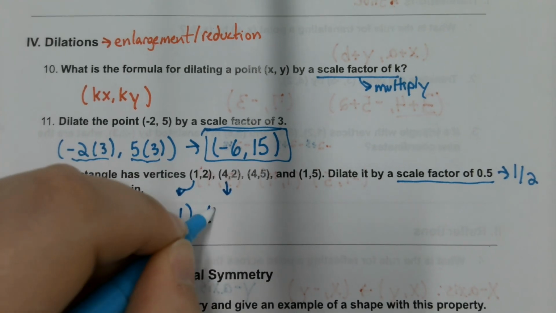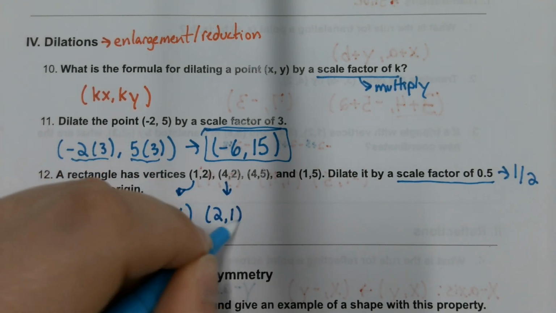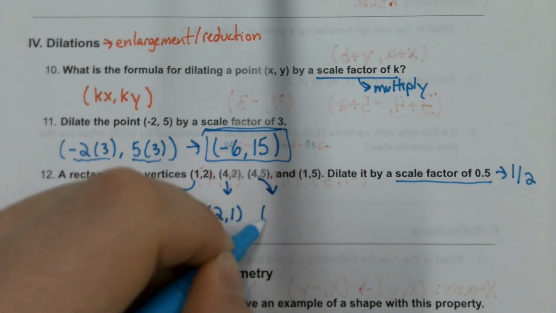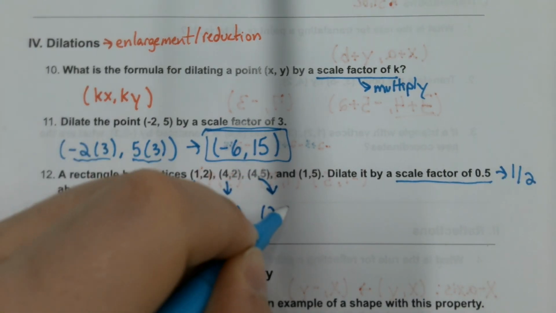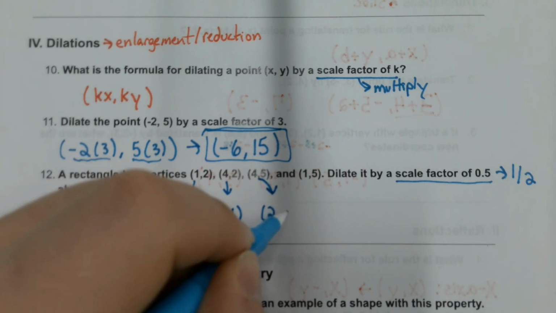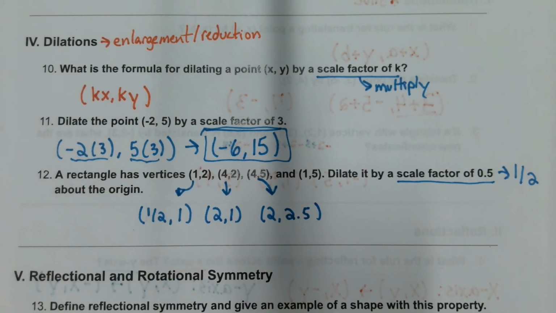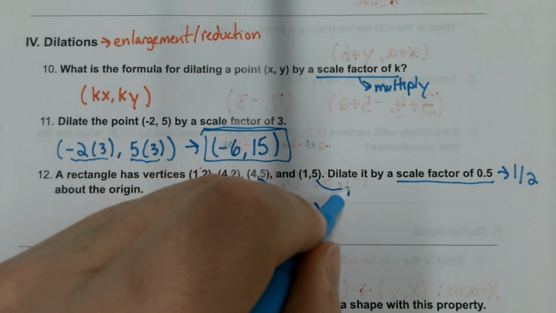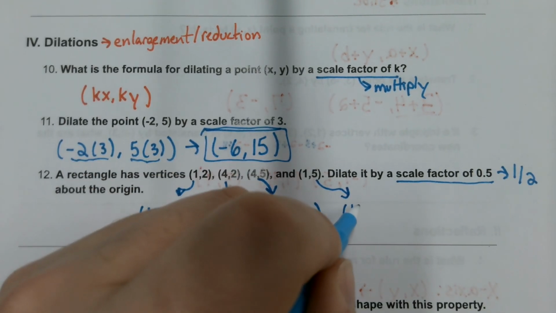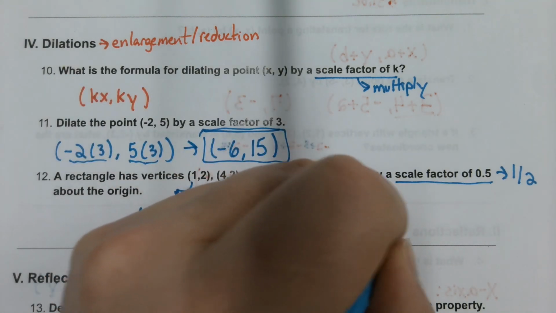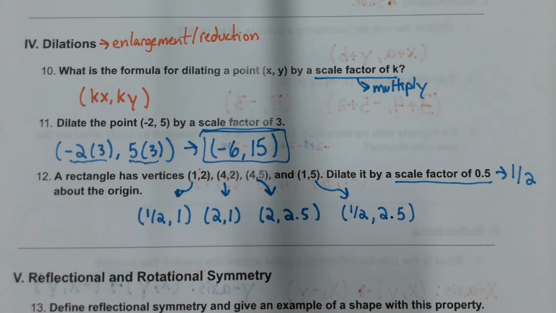This one, half of 4 is 2. Half of 2 is 1. Right here, half of 4 is 2. Half of 5 is 2.5 or 5 over 2. I'll just put 2.5. And finally here, half of 1 is 1/2 or 0.5. And half of 5 is 2.5 or 5 over 2.